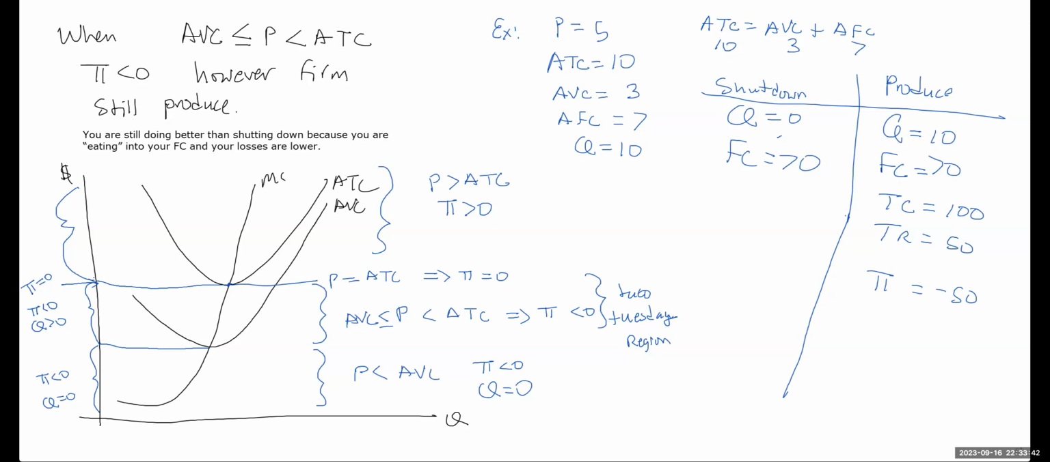That's your rent. So then profit is equal to total revenue minus total cost. Total revenue is 0 because you're not producing anything, so you don't get any revenue. Minus total cost, you have no variable cost, you only have fixed cost, which is 70. So profit is equal to negative 70.